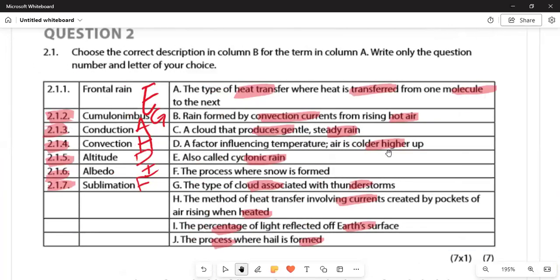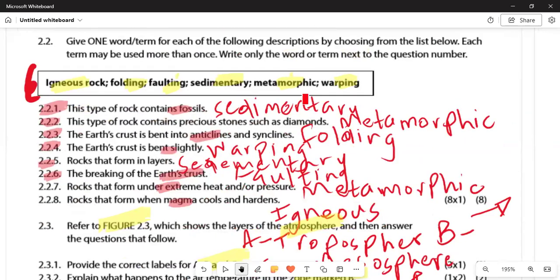And then it says 2.1, choose the correct description in column B for the term in column A. We are having a question by choosing from the list below. Each term may be used more than once. Write only the letter or the term next to the question number.